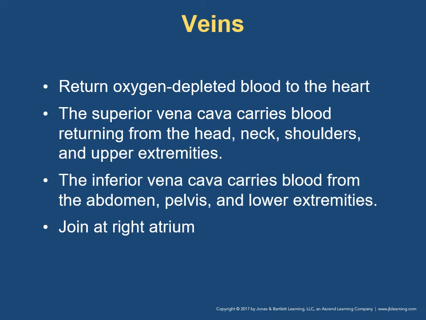Your veins return oxygen-depleted blood to the heart. Blood moves from venules to the heart via a network of larger and larger veins. Your major veins are the superior vena cava, which carries blood returning from the head, neck, shoulders, and upper extremities, and the inferior vena cava, which carries blood from the abdomen, pelvis, and lower extremities. These two join at the right atrium.